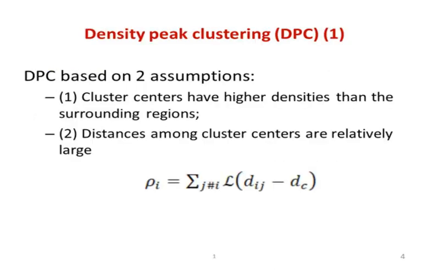Density peak clustering was proposed in 2014, which is based on two intuitive assumptions. 1. Cluster centers have higher densities than the surrounding regions. 2. Distances among cluster centers are relatively large. To utilize the assumptions, two important factors are computed for each data point i, namely the local density rho_i and its relative distance delta_i. This calculation depends on the value d_ij, which represents the distance between the point i and j. Here, it is the Euclidean distance, and the cutoff distance d_c, which represents the neighborhood radius of the data point.